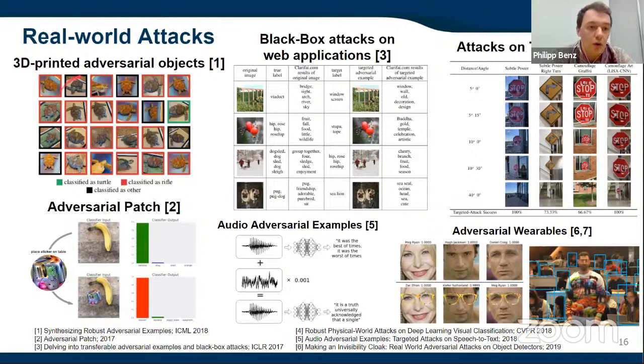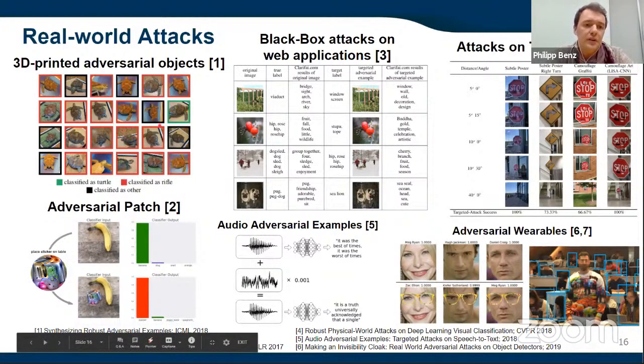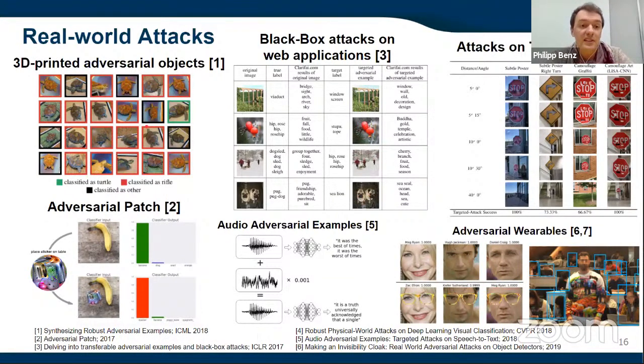For example, here we can see all those turtles, and those turtles are classified by a classifier mostly as a rifle. Of course, if I just 3D printed a normal turtle, it would be classified as a turtle. But these are specially crafted 3D turtles that cause this misclassification. Then we have black box attacks on web applications. This is the classical case where we get a web application and we can query it with images and get a classification output. They apply some black box attacks on those web applications and also show that even without knowledge of the target network, I could fool such web applications.